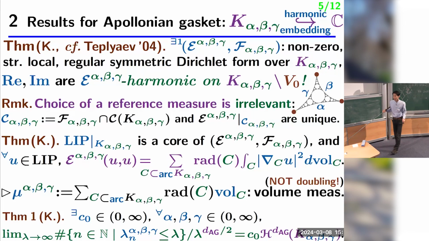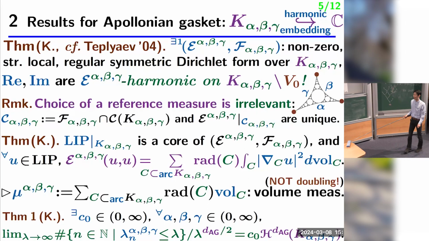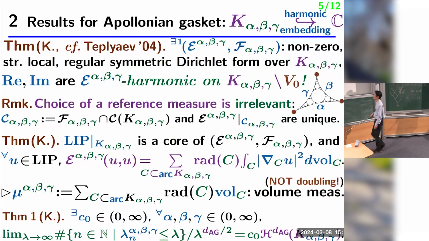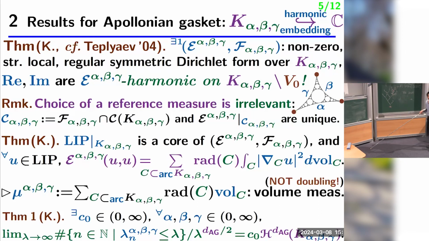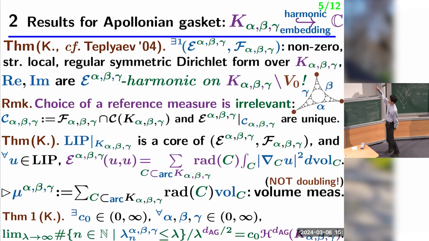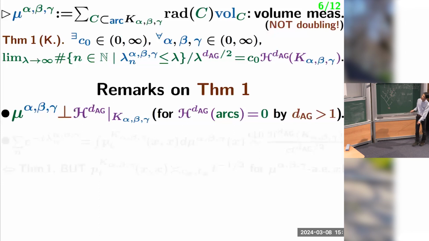How about the multiplicity of these discrete eigenvalues? I have no idea. I have never studied this. That's usually a difficult question. So these are the results for the Apollonian gasket, and here are some remarks.